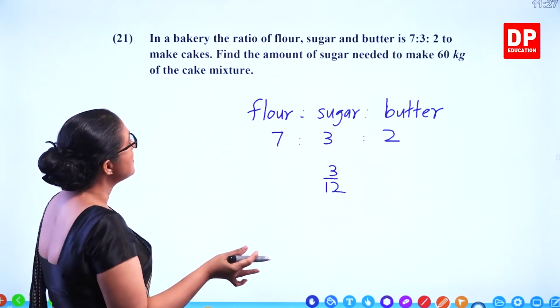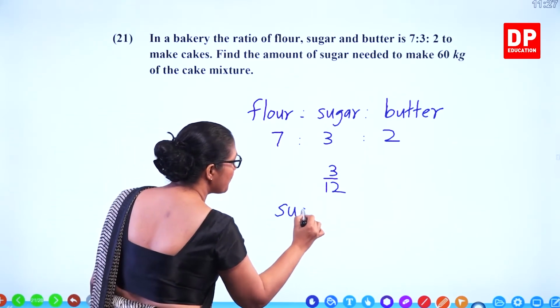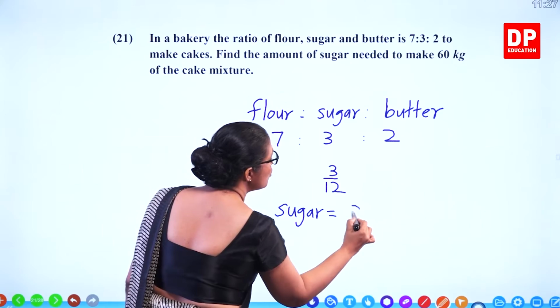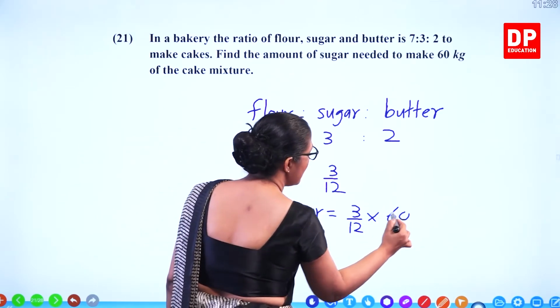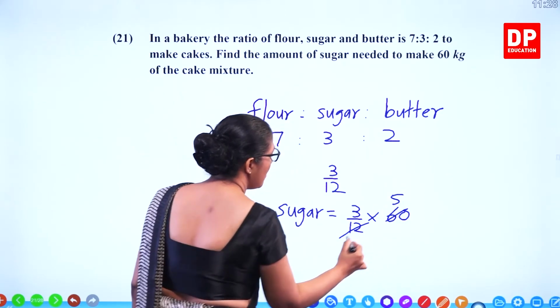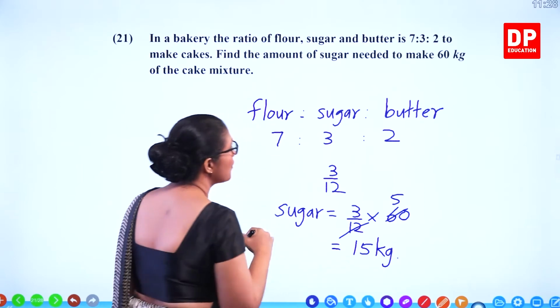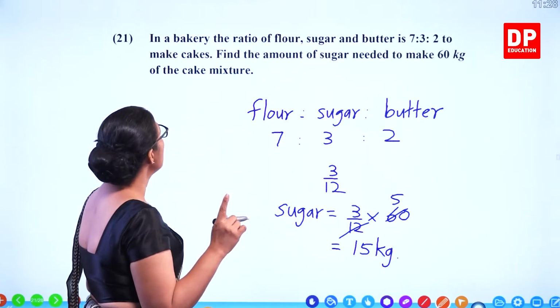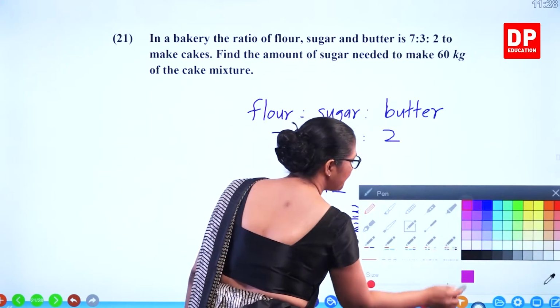The whole thing is 60 kilograms. So what's the amount of sugar needed? Sugar is equal to 3/12 of 60. 12 times 5, 5 times 3, 15 kilos needed to make the 60 kilos of the cake mixture. So 2 marks for that.